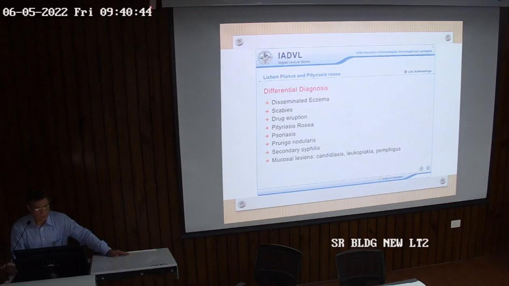Eczema is one of the commonest presentations in dermatology. So you have to differentiate this from eczema, but usually eczematous lesions are not that violaceous. They will be more of red lesions, inflamed, itchy, oozy lesions. But oozing is not that common in lichen planus. So this all you will see once you see cases in clinical posting. Scabies is another one where you will find papular itchy lesions. You have to differentiate from scabies.